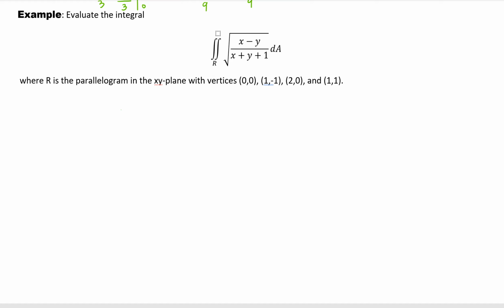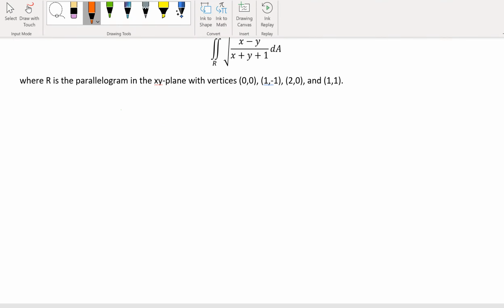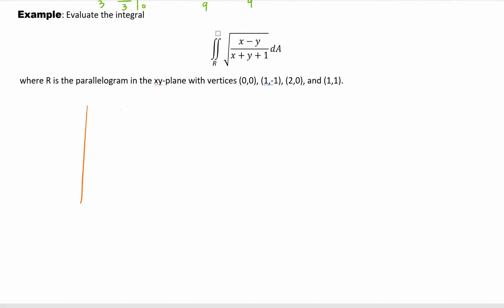Okay, so we evaluate the following integrals, where R is the parallelogram in the xy plane with the vertices. So when we see a parallelogram, we think about the transformation, because we can easily change the parallelogram into a rectangle. Let's see, it passes through 0, 0, 1, minus 1, 2, 0, 1, 1.